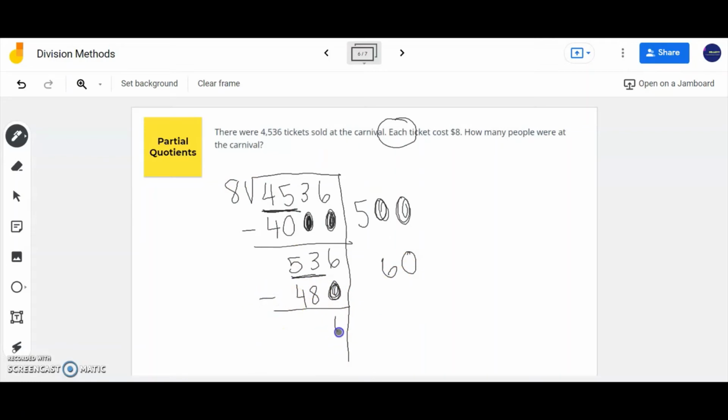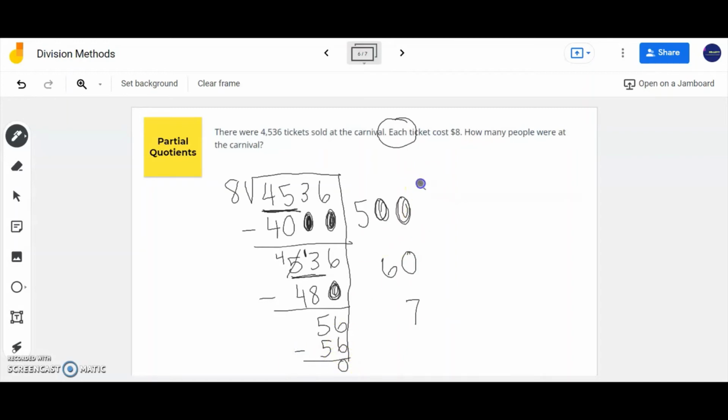Now I'm going to subtract here. 3 minus 8, well, can't do that. Let's borrow from the digit in my hundreds. That's 10. Now this becomes a 13. So 13 minus 8 is 5. So now 8 times 7 is 56. I'm subtracting and I'm left with 0.